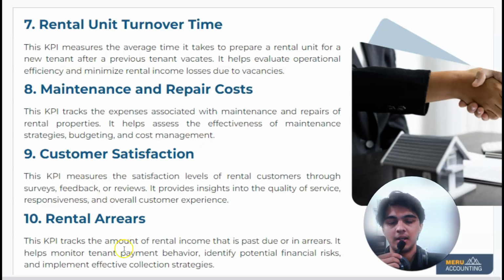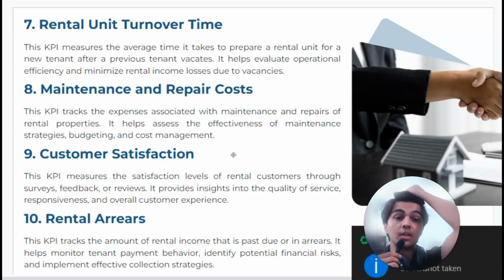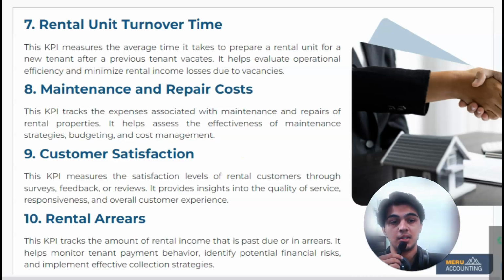Next is rental arrears. This indicator will track the amount of the rental income that is past due or in arrears. So if someone is your tenant and hasn't given you the monthly rent, then how many times that happens will be calculated in this indicator.